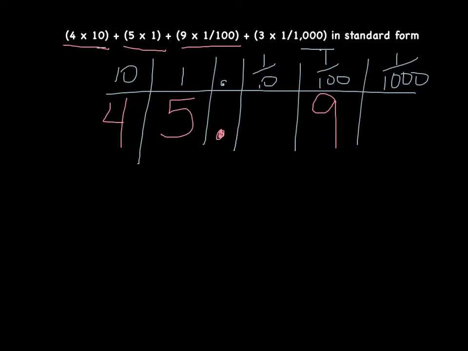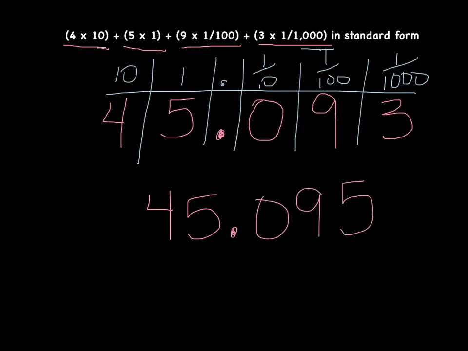Ha! This is where the place value chart helps us. And what does that mean about tenths? I know you know this already. If there are no tenths in the number, we use a 0 as a placeholder to indicate no tenths here. Finally, we've got 3 groups of 1,000ths. That means there's a 3 in the thousandths place. So I double check each part and I see that standard form for this number is going to be 45 and 95 thousandths.